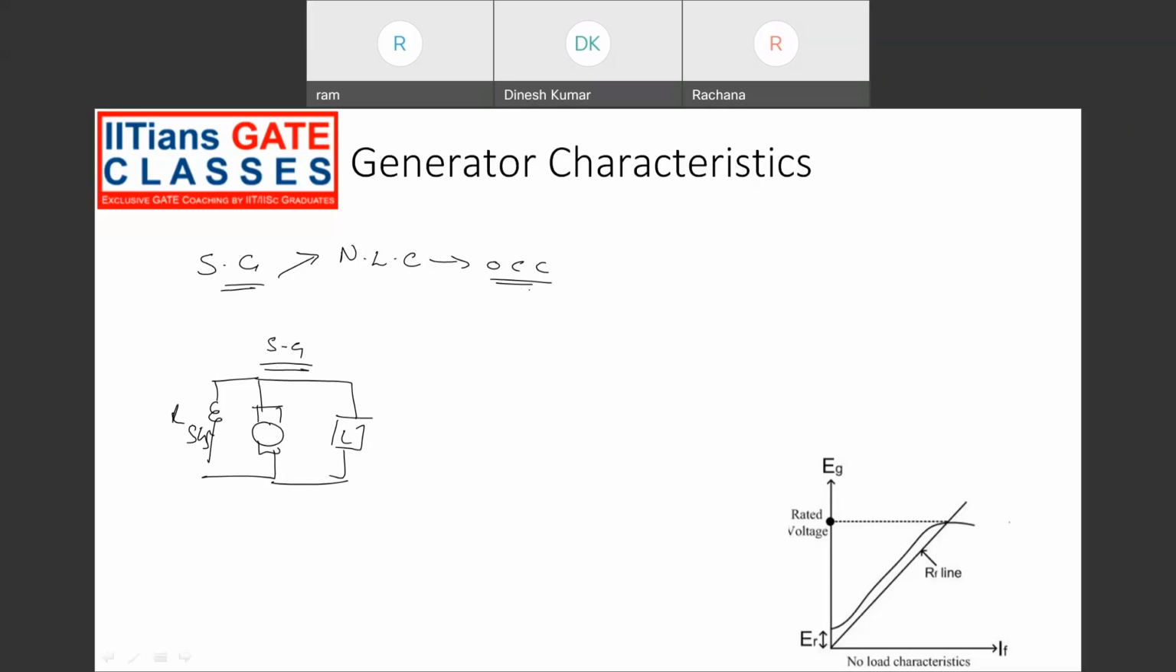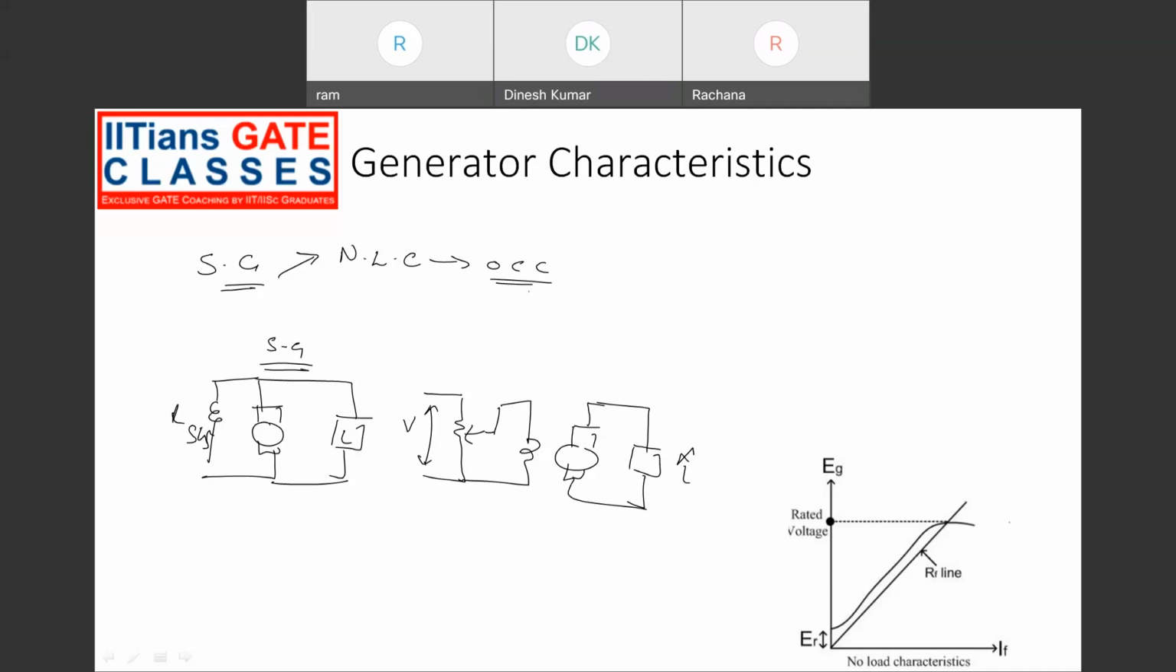But to obtain the open circuit characteristics, we have to operate the shunt generator as a separately excited generator, which means the field winding is excited from another source. This is our field winding, this is the external supply, this is a rheostat. Then we have our armature here, then the load. Since it is an open circuit characteristic, we don't consider the load in this case.